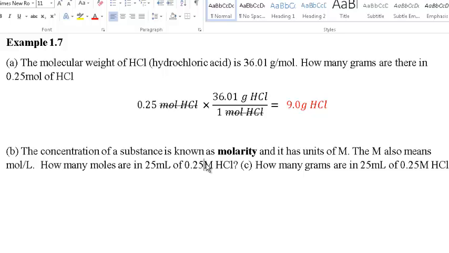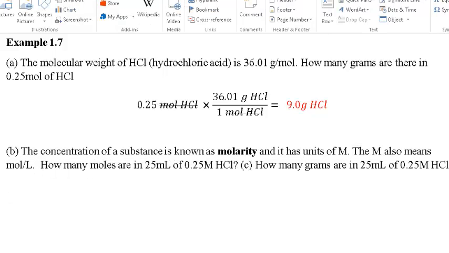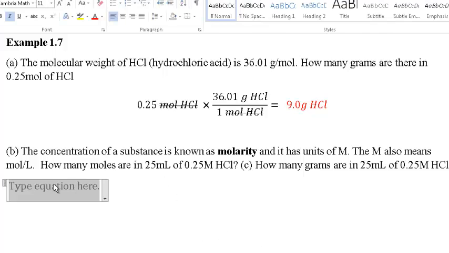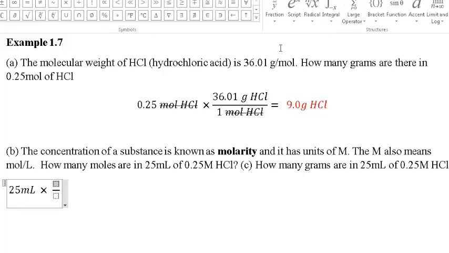Well, what does M mean? Think about it. What does M mean? All right, the answer is right here. The M also means moles per liter. Probably don't know anything about molarity yet, but we know enough to cancel out our units. So what are we starting out with? What are we given? We're given 25 mL and 0.25 moles per liter.